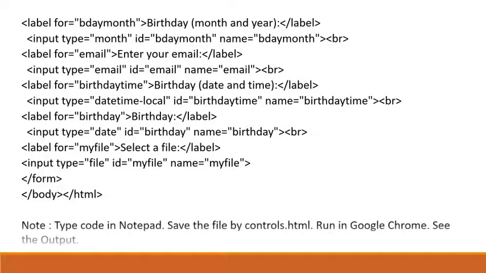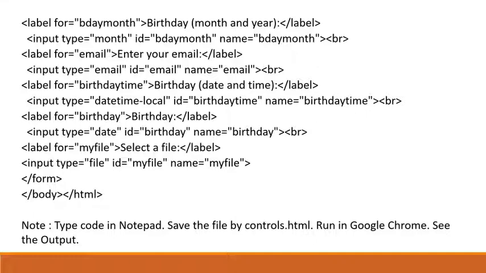Next one is input type datetime-local, where it displays the year, month, date and time. All the fields are displayed. Next one is input type date. So here the date is mentioned. Then if you want to upload a file, use label for my file, select a file, slash label.